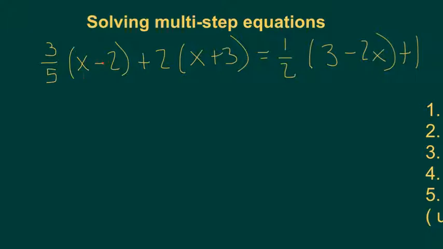Here we have an example of a complex equation. We've got parentheses, we've got fractions, we've got multiple parentheses, we've got the variable on both sides of the equation. And yet, this can still be solved. It just requires you to take more than the normal 2 or 3 steps to solve.